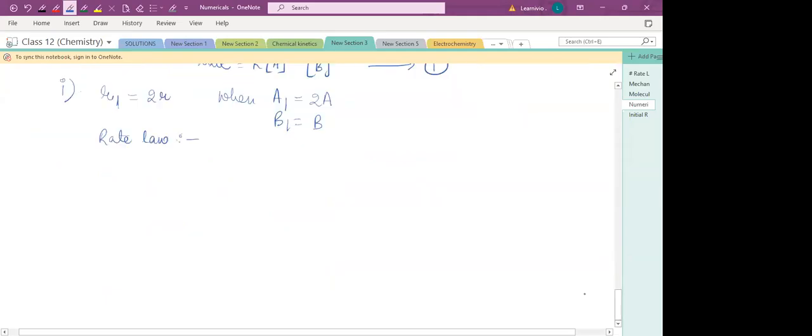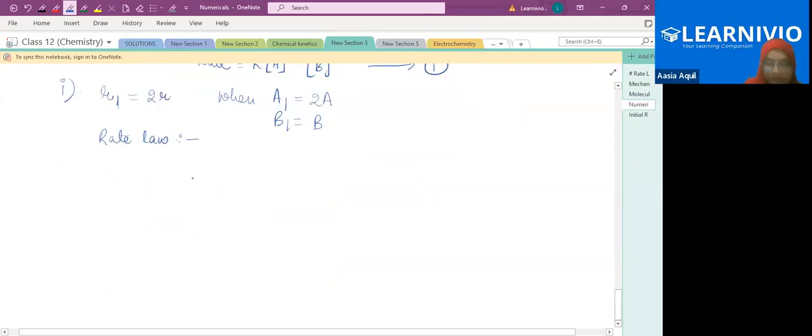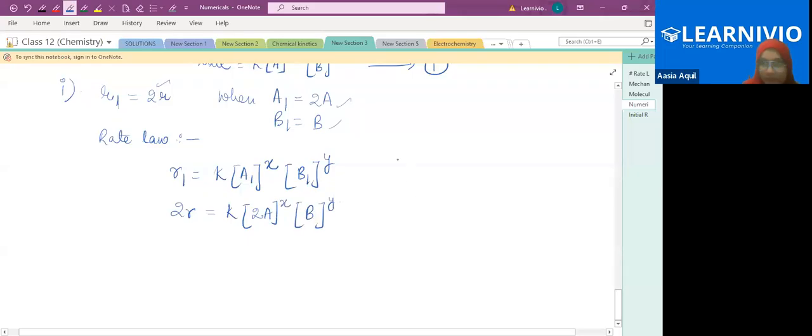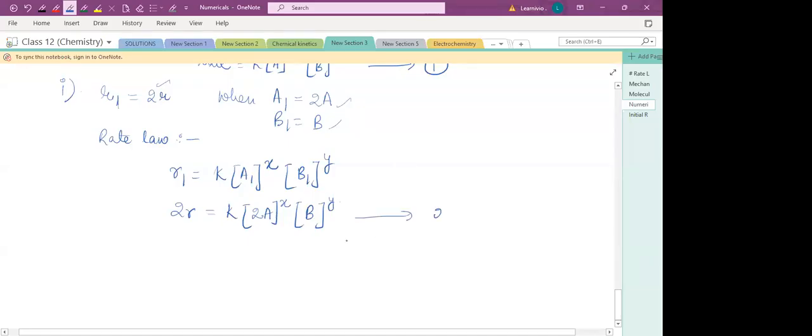So R1 is equal to K, A1 raised to the power x and B1 raised to the power y, right? Now just substitute these values here. R1 is equal to 2R, so 2R is equal to K into, what is A1? A1 is equal to 2A raised to the power x, and B1 as it is. So this is the equation.